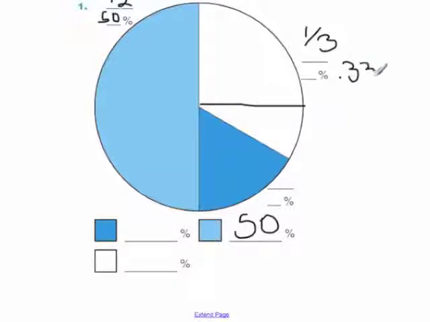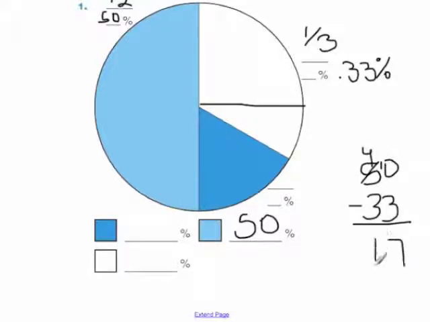33%. Okay, well, if we have to have our total equal 100, and I know that that's 50% over here, I'm guessing this is about 33. I'm going to think about what's 50 minus 33. Okay, so I'm going to borrow that 10. This is going to be 7. So this should be about 17% down here, is what I'm thinking. Now, 17% as a fraction, you could write as 17/100 if you'd like to.